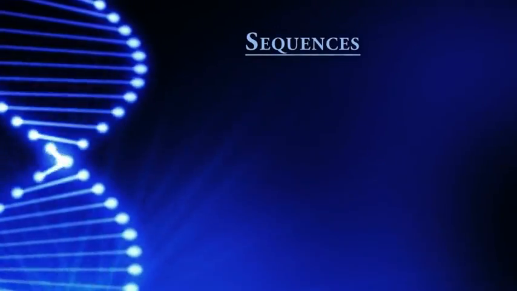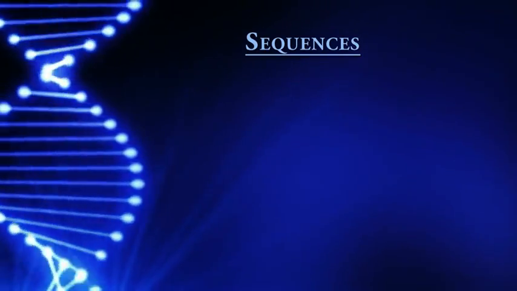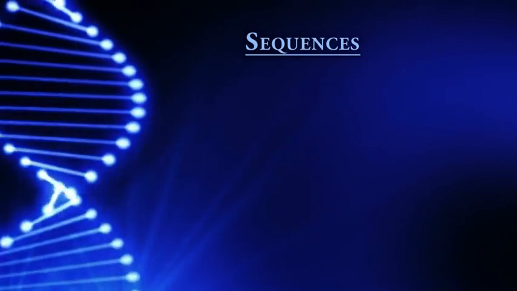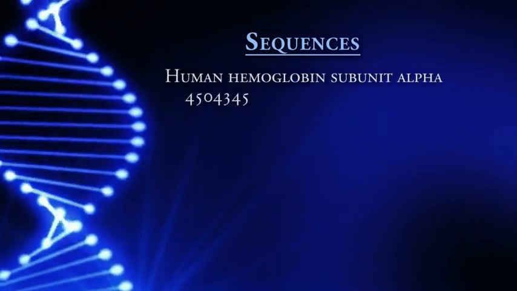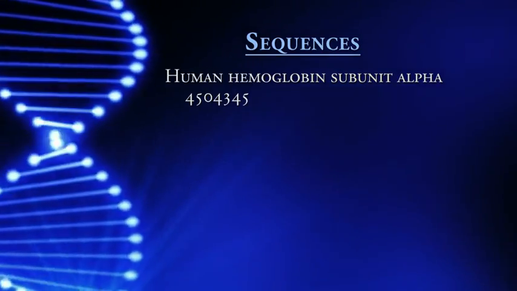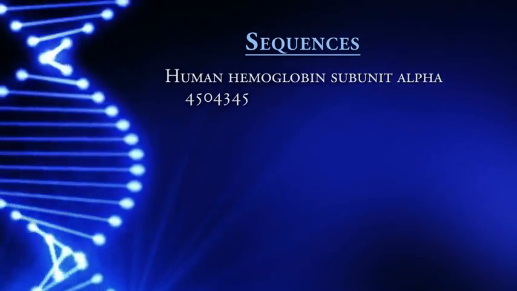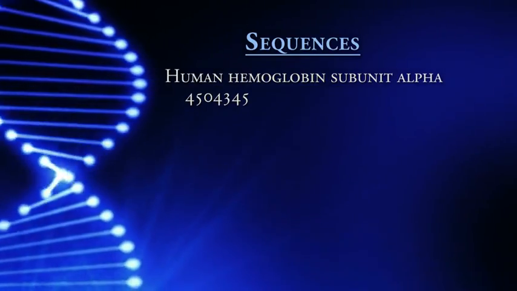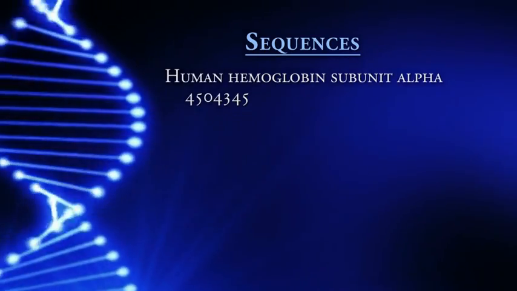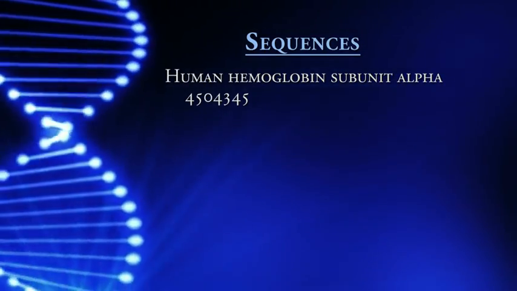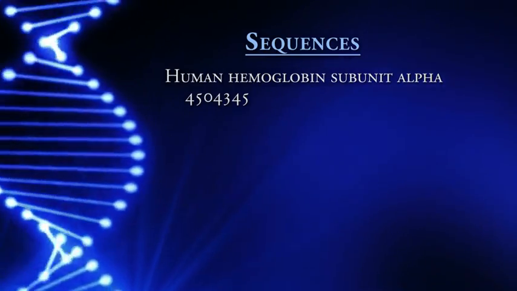We will be using 4 protein sequences in this session. 3 are human proteins, and 1 is a mouse protein. I've also included the identifiers. So human hemoglobin subunit alpha, if you want to retrieve that sequence from the NCBI sequence database, its identifier is 4504345. I've included the other identifiers for the other sequences.